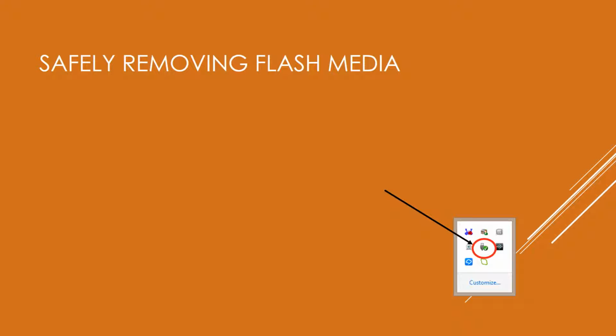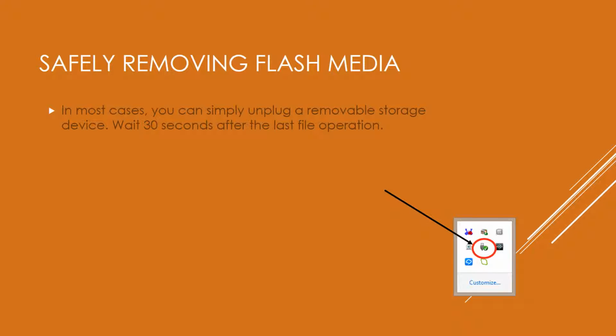Now, when we have removable drives plugged into our computer, we should not just take them out. In most cases, you can simply unplug the removable drive, but you should wait 30 seconds after the last file operation. So for example, if I'm in Word and I'm saving a file, I don't want to just press save and take my flash drive out, but I want to wait 30 seconds to make sure that it's fully saved onto my flash drive.